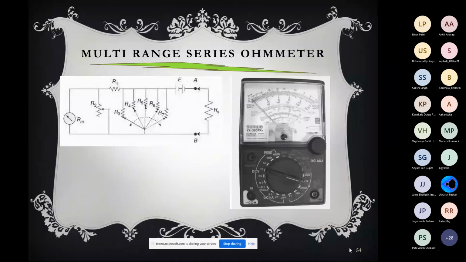And if you see the left-hand side, it is written as infinity, then 2K, 1K, 500, 200, 100, 50, 30, 20, 10, 5, 2, 1, 0.